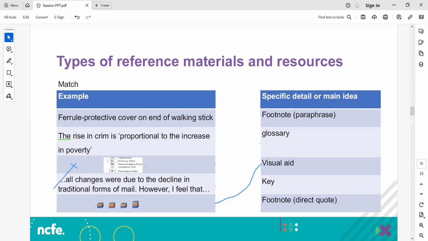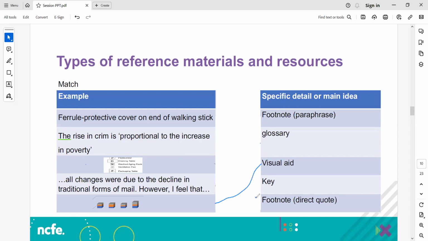Does anyone know what this is? Whether it's a footnote, a key, what do you think? This one here, where I've put the X. What type of reference material would we call this? So we've got some symbols here, and we've got some names for those symbols to help us. Is that a key? It is a key. Thank you. Well done. So that's a key.